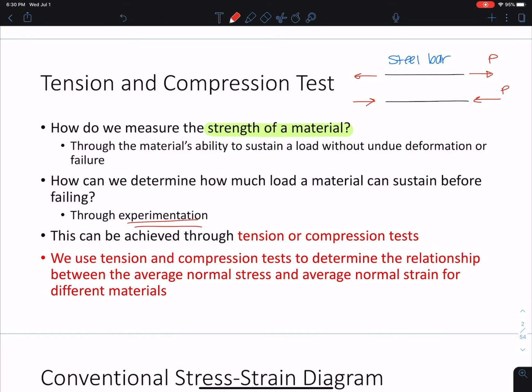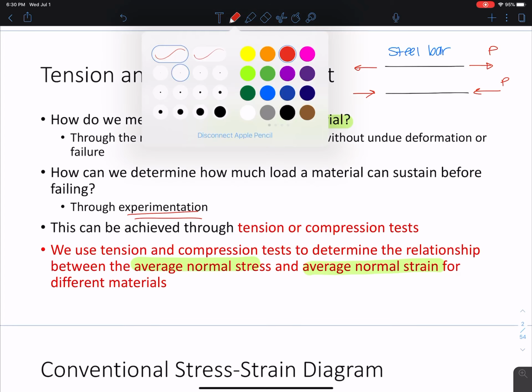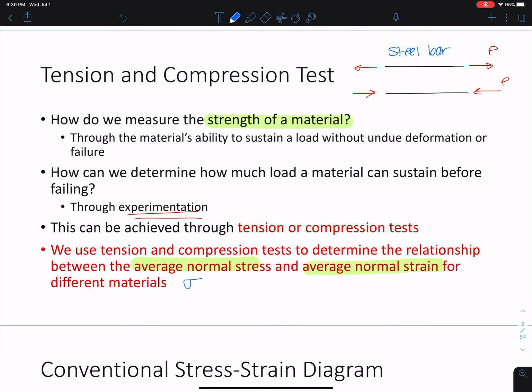What we do is we use tension and compression tests to determine the relationship between our average normal stress, sigma, and our average normal strain, epsilon. Let me write those down: sigma and epsilon for different materials. We're going to talk a lot about the relationship between sigma and epsilon, a relationship that we use very often and that you've probably been exposed to before.